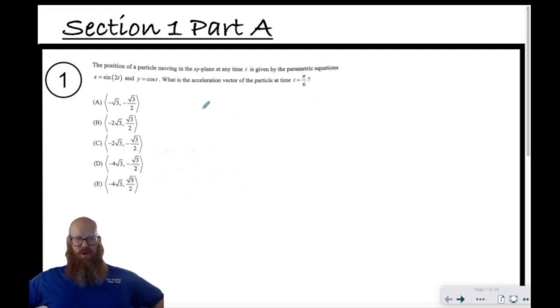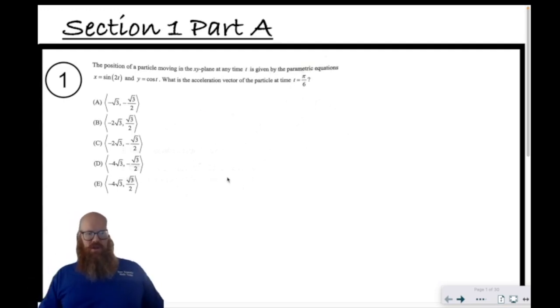Here in video 1, we're going to start with section 1, part A, where we have 28 questions and no calculator is allowed. So let us begin with number 1. We have a set of parametric equations and we want to know the acceleration vector. So we could look at it like this.